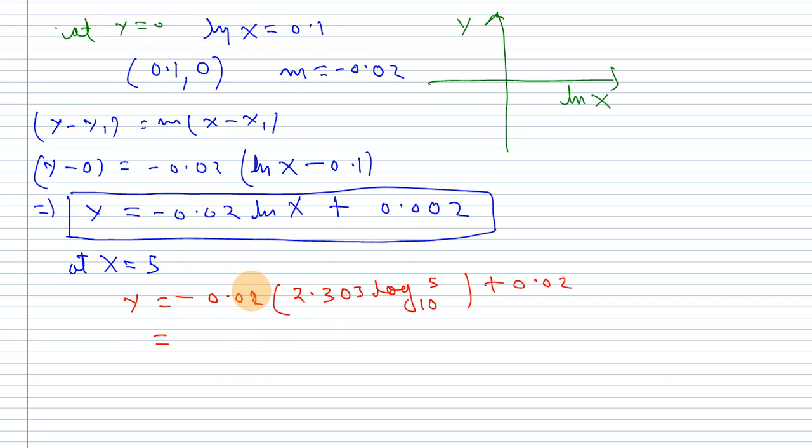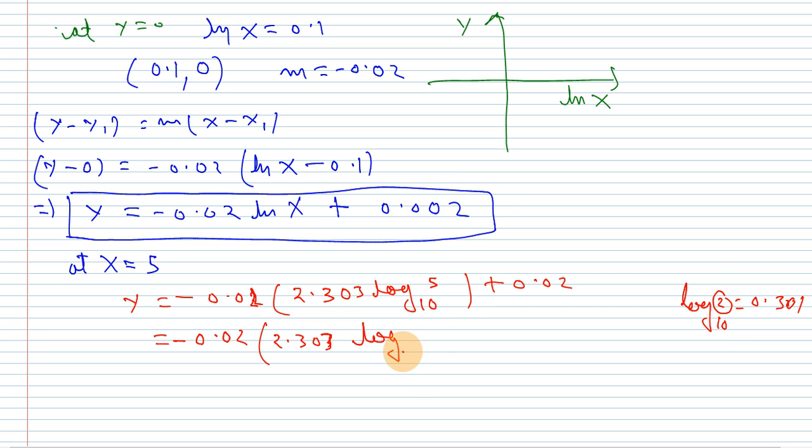Okay, so this is 0.02 and 2.303, and we don't know the value of log 5. So what we can do, we know the value of log 2, that is basically 0.301. So we will be using this value to find the value of log 5. So what we can write, log 5 can be written as log of 10 by 2, right?